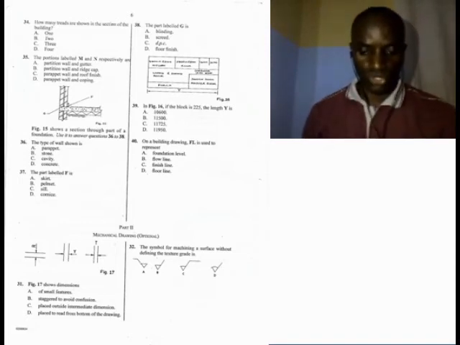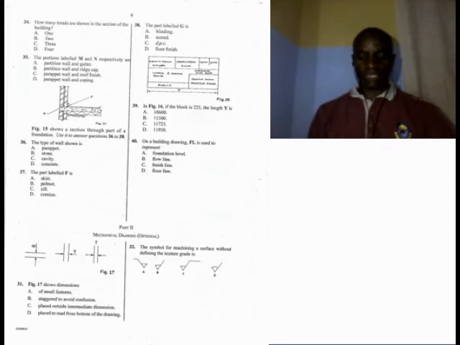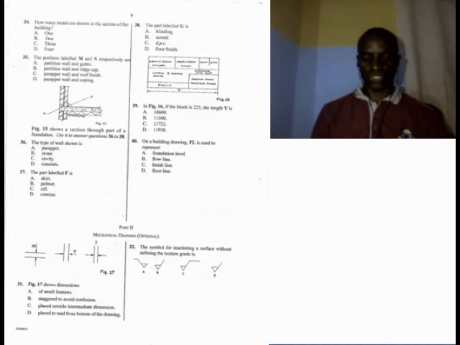Number 32. Symbol for machining a surface without defining the texture grade is A, B, C, and D. The correct answer is B. Every other option here has a sign to show that this is a place where the texture grade is written in the form of a number.